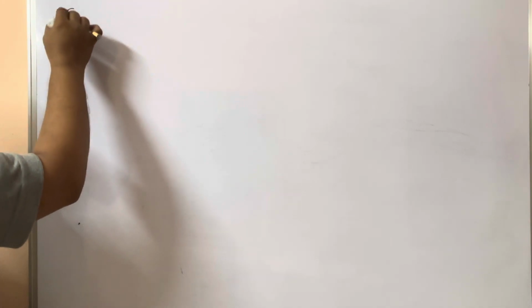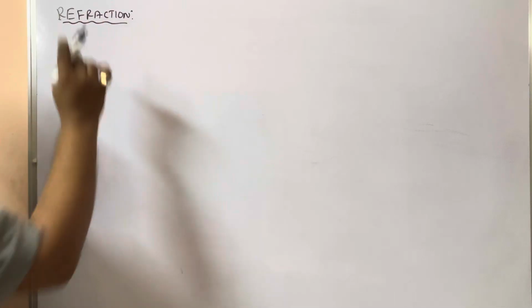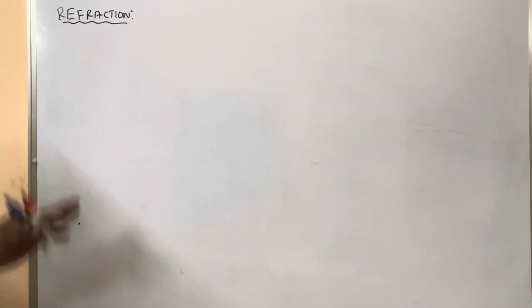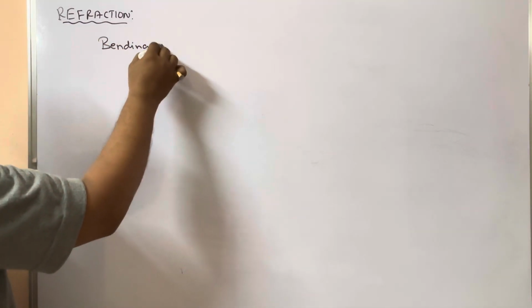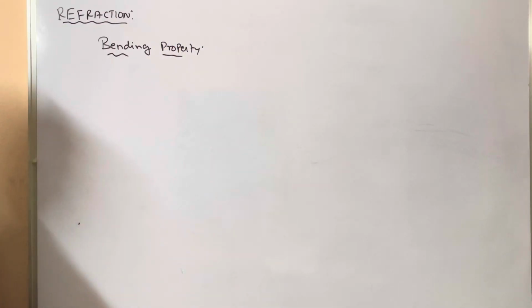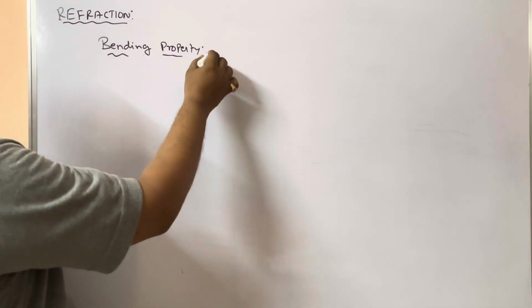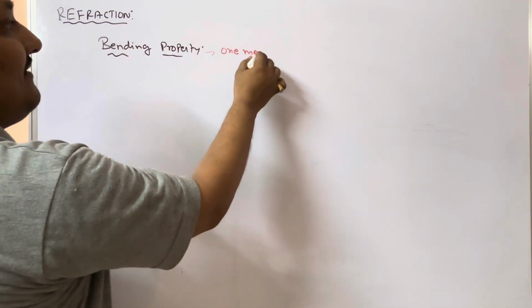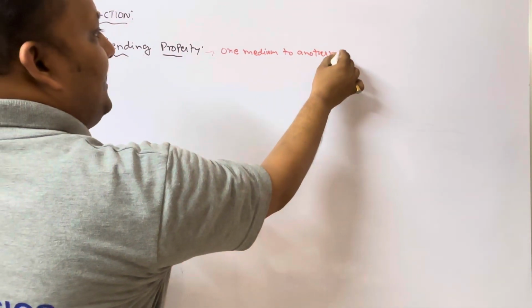In this class we'll see about refraction. Till now we discussed reflection. Now what is meant by refraction? Refraction is nothing but simply the bending property of light. The bending property of light is called refraction. But when does this occur? When light is traveling from one medium to another medium.